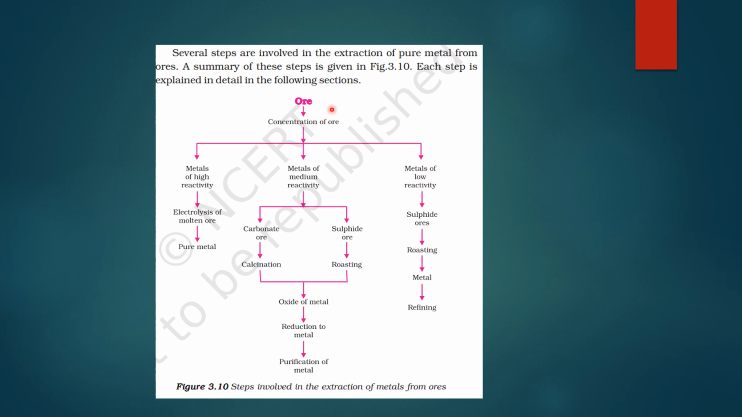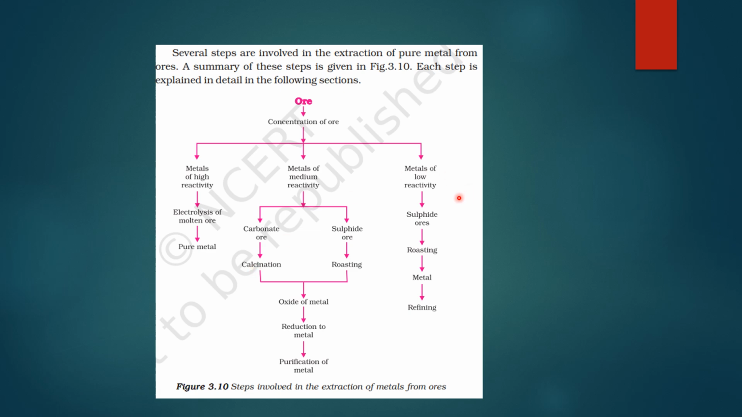फाइन. सो जो हमारा ओर है, हम कॉन्सेंट्रेशन ऑफ ओर करते हैं फर्स्ट स्टेप. So it depends on its reactivity. जैसे मेटल्स जो हाई रिएक्टिविटी के हैं उनका हम अलग मेथड यूज करेंगे, मीडियम रिएक्टिविटी, लो रिएक्टिविटी, इनके लिए डिफरेंट मेथड्स यूज करेंगे. तो पहले हम हाई रिएक्टिविटी का देखते हैं. What we do, हम मोल्टन ओर को लेते हैं, उसे मेल्ट कर लेते हैं और उसका इलेक्ट्रोलिसिस कैरी आउट करते हैं. इलेक्ट्रोलिसिस कैरी आउट करने से हमें प्योर मेटल मिल जाता है, राइट?